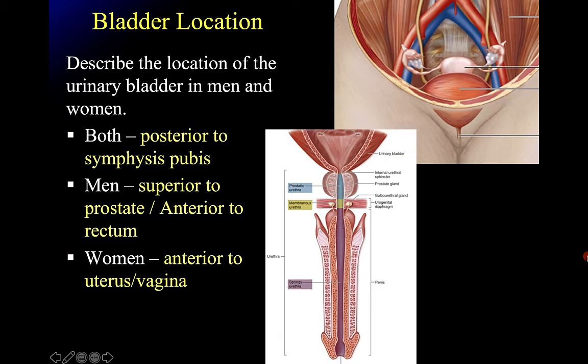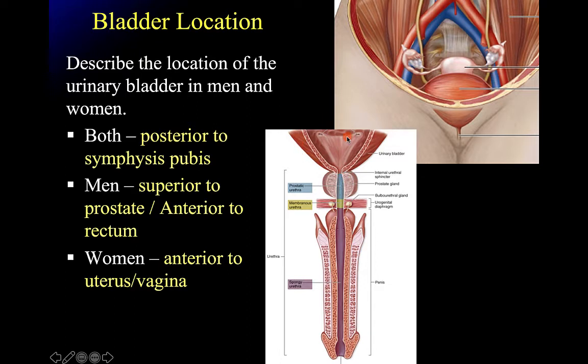Now we want to recognize where that urinary bladder is located as well. So in both males and females, it is posterior to the pubic symphysis or symphysis pubis, and we can see that roughly here in the female. Here's where those pubic bones would meet in the middle, and that bladder is sitting immediately posterior to it. In men, the bladder is going to be superior to the prostate. And we see that here in a diagram with the penis down here. Here we have the muscular floor of the pelvis, and then the prostate is just up above that, and we have to go through the prostate to get to the bladder.